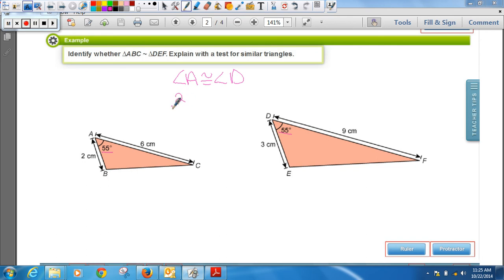And I'm going to put 2 over 3. I want to know, is that equal to 6 over 9? 6/9 reduces to 2/3, so they are equal. So this would mean that these triangles are similar.